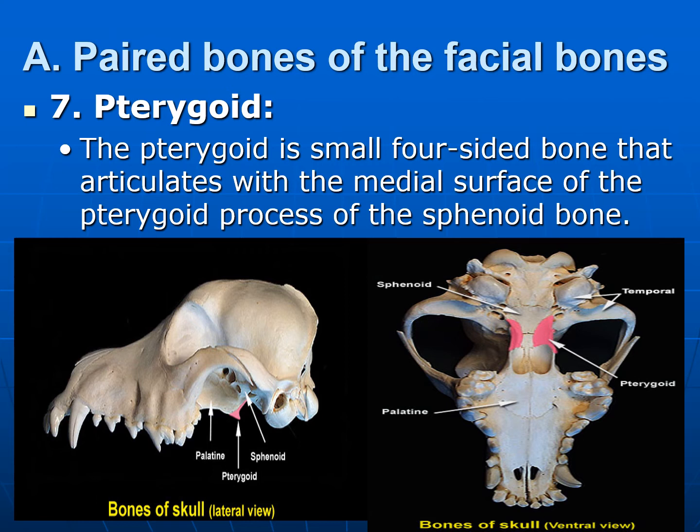The seventh bone that we have is the pterygoid. It is a small four-sided bone that has four sides. This one here, these two bones together, are the pterygoid bone, and usually they are found articulating with the sphenoid bone.